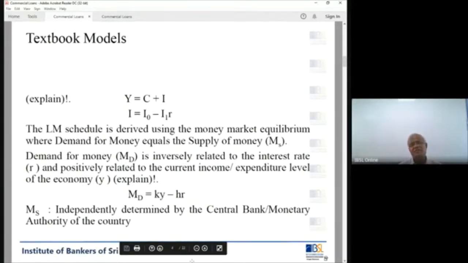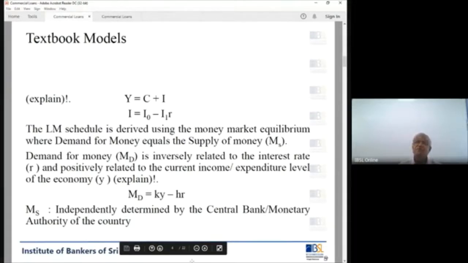Y equals C plus I in the national income model. The IS curve is derived using the simple model, a closed economy without government. We know Y equals C plus I. To derive the simple IS curve, these two equations are used.